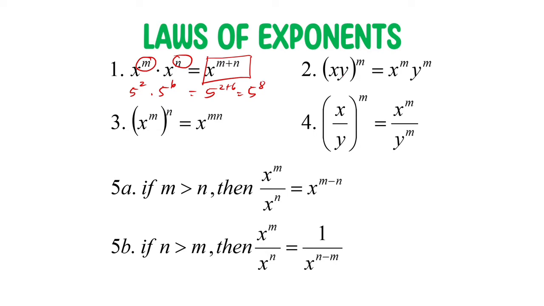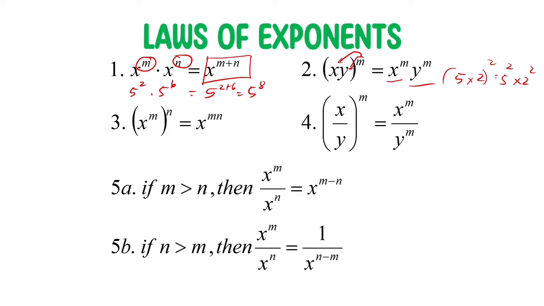Second law naman natin, x times y, quantity raised to m. So kapag ganito po yung case natin, multiply siya and then nasa labas naman po yung exponent, sa labas ng parenthesis, what we do is we simply distribute the exponent. So x times y raised to m is simply equal to x raised to m times y raised to m. So, ganun lang po iyon. Ano pa pong example? 5 times 2 raised to 2. That is simply equal to 5 raised to 2 times 2 raised to 2. So, ganun lang po. Okay?